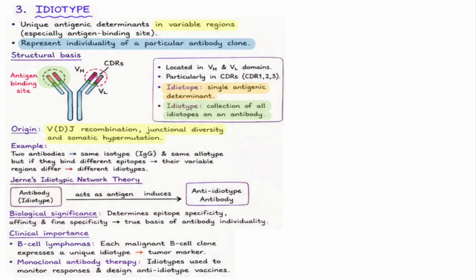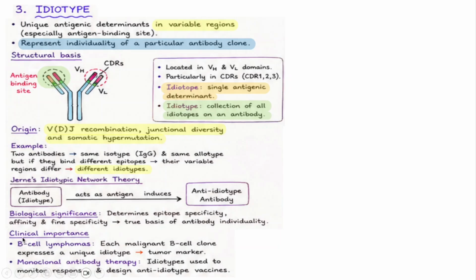Different idiotypes act as antigen inducers. If we isolate some kind of antibody from person A and introduce that antibody into person B, there will be an immune response against that particular antibody, and there will be formation of anti-idiotype antibody. If we talk about biological significance, it determines the epitope specificity and it provides the true basis of antibody individuality.